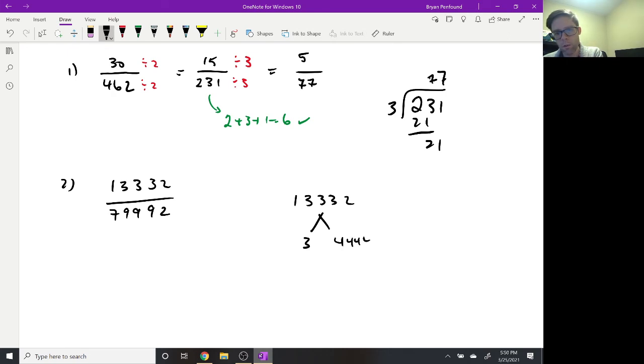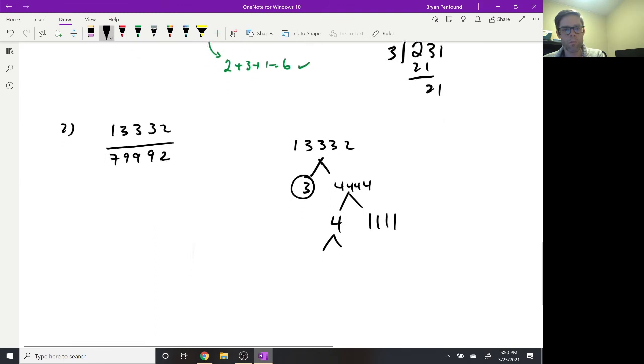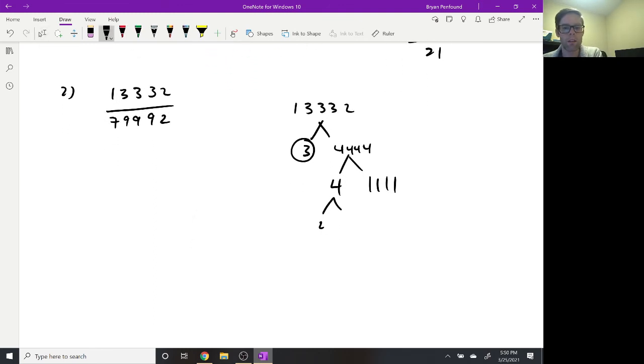Oops, let's divide that by 3, and we get 444. Now 3 is a prime number, so let's focus on dividing this by 4. And 4 is going to break down into a pair of 2's for us. So we're going to be stuck with this number 111. Now I suspect that that's divisible by 11, so let's go ahead and divide that by 11.